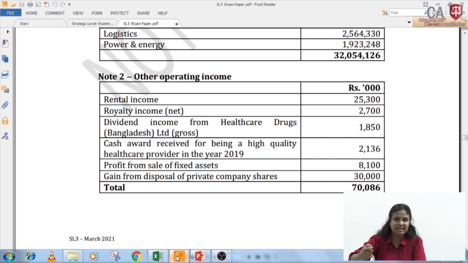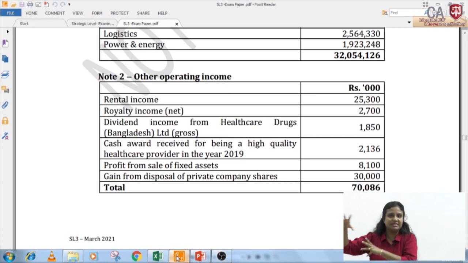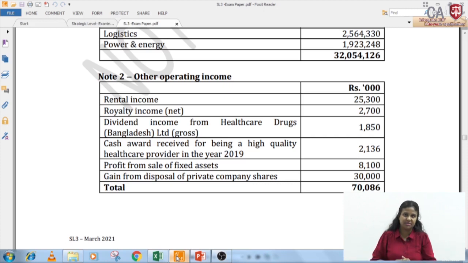Gain on realization of investment asset. What is your investment asset? Shares. Which shares? Privately owned shares. Then is it liable for income tax or exempted? It is liable for the income tax. If it is quoted public company shares, the gain on disposal of listed shares, it is exempted.